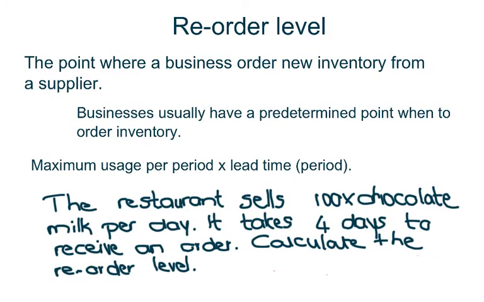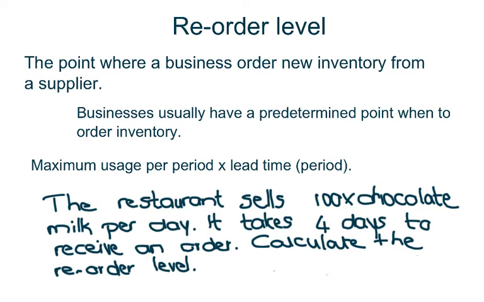If we look at reorder level, we are saying that is the point or the stage where a business orders new inventory or stock from the external supplier. Now, businesses normally have a predetermined point or stage when to order inventory. They will know this by looking at the statistics, maybe from previous periods.